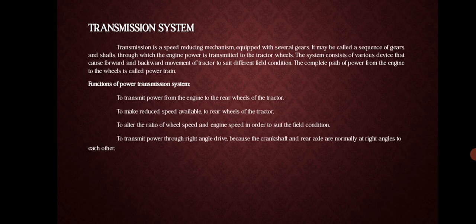Function of power transmission system: to transmit power from the engine to the rear wheel of the tractor, to make reduced speed available to the rear wheel of the tractor, to alter the ratio of wheel speed and engine speed in order to suit the field condition, to transmit power through a right angle drive because the crankshaft and rear axle are normally at right angle to each other.